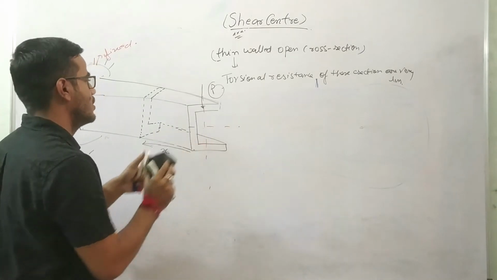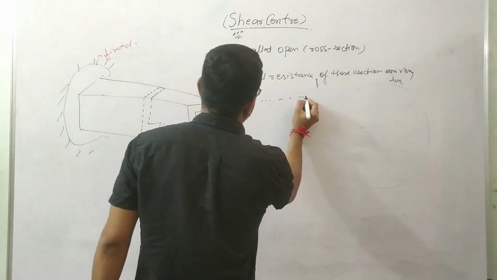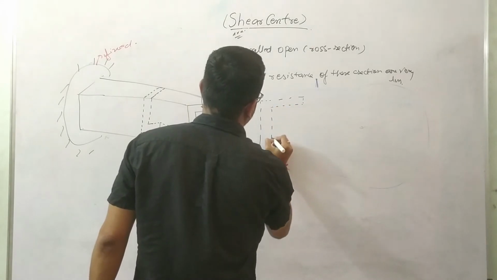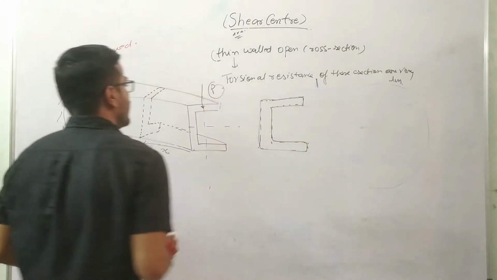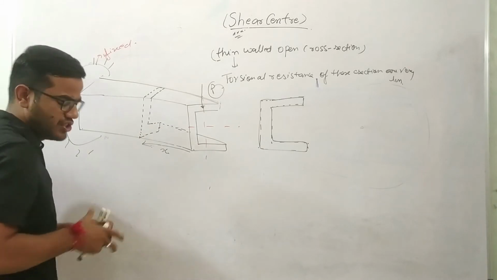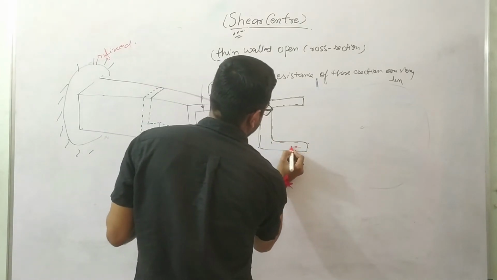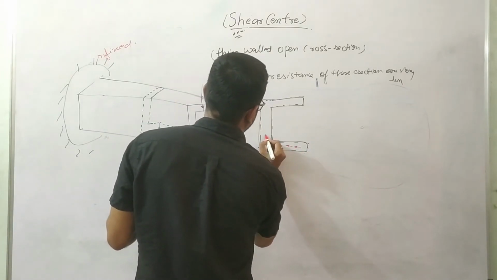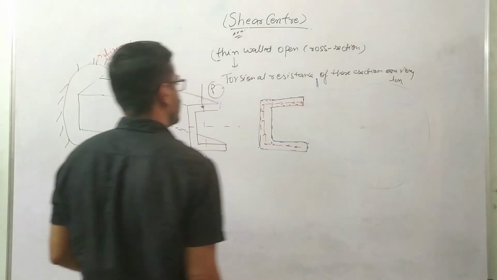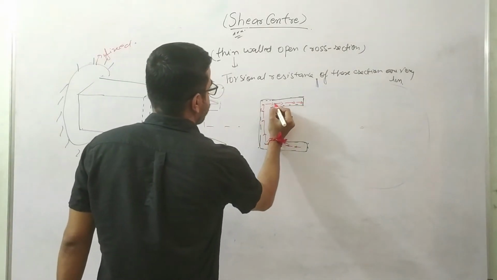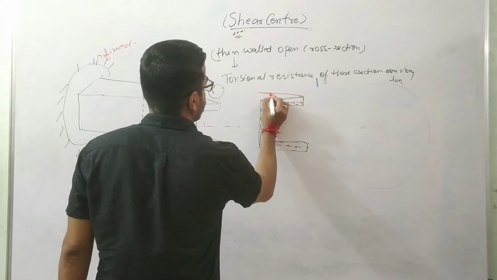And what is the stress distribution at this location? Due to this P load, what is happening over here is that at this cross section, my shear flow will be distributed like this. So this is our shear flow diagram basically.